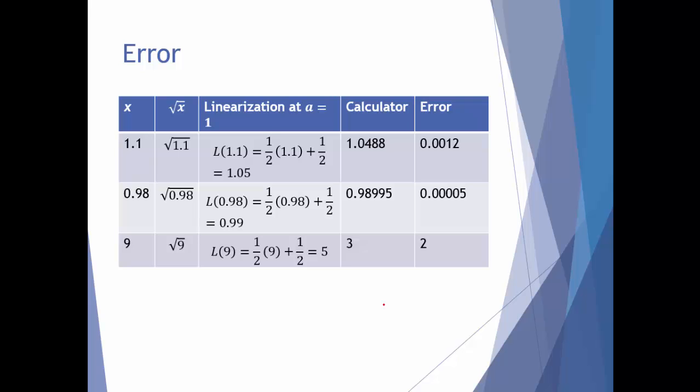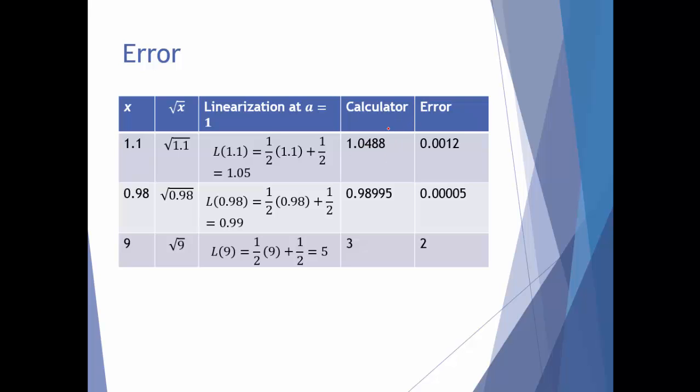So I've put them into a table. Notice there's our 1.1 that we just did. The square root of 1.1 we got with our linearization is 1.05. Now it turns out if you use a calculator, we're a little bit off. If you put the square root of 1.1 in your calculator, you're going to get 1.0488. In other words, your error, how much you're off, is 0.0012.